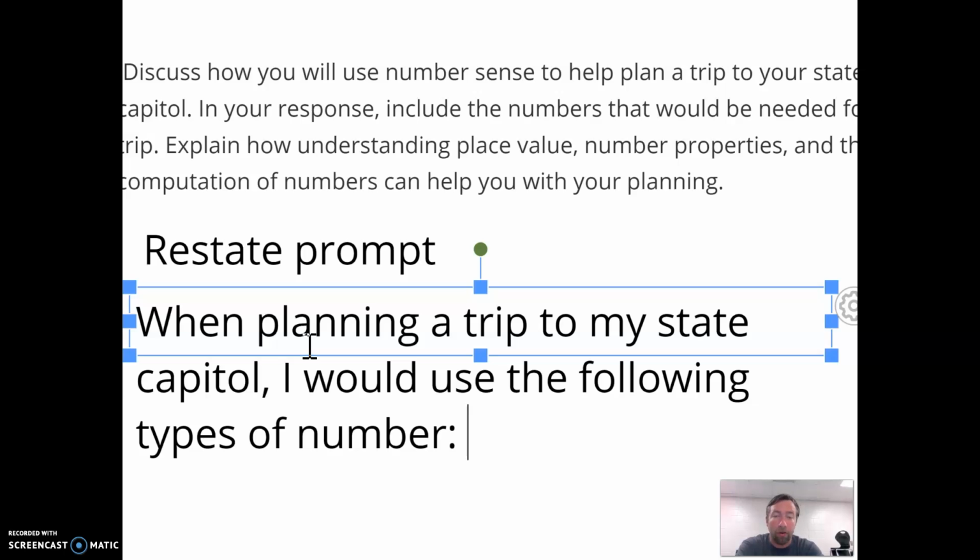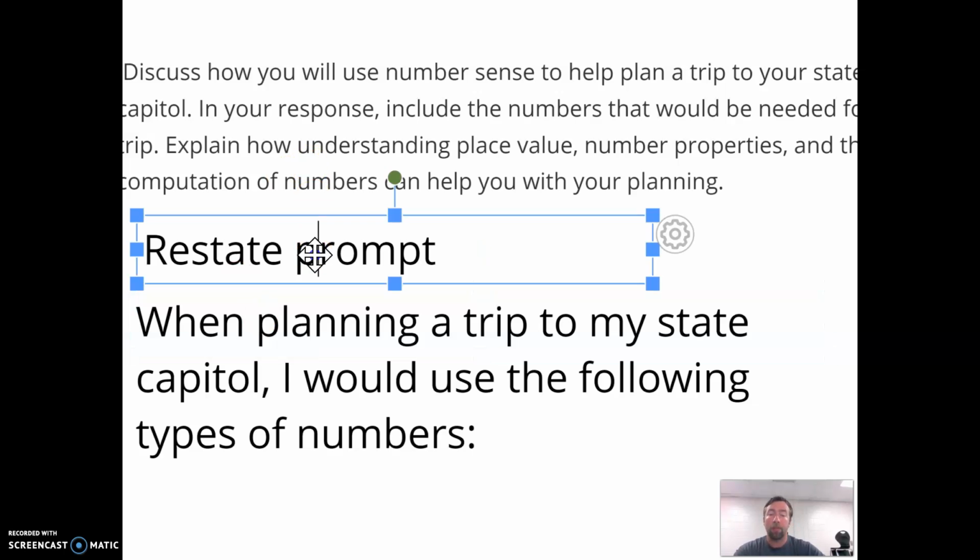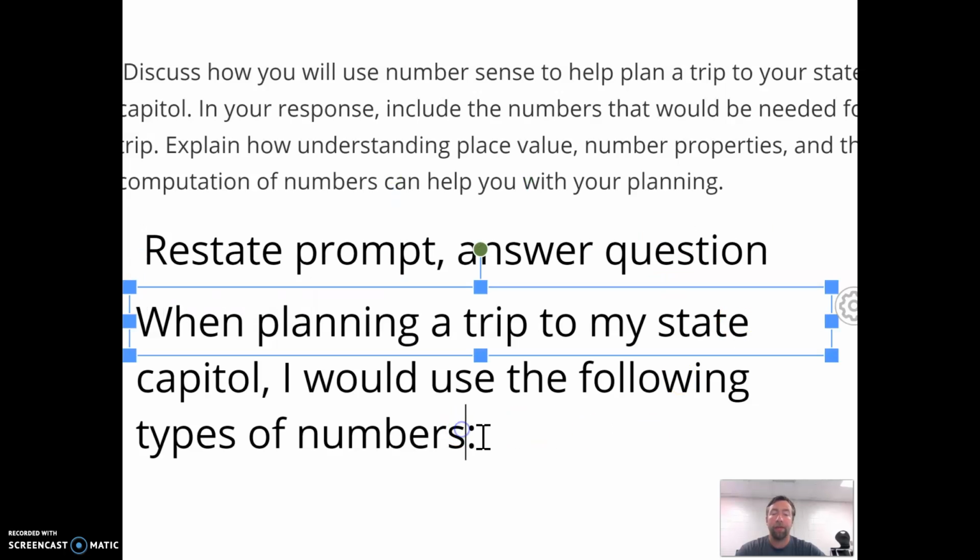You won't do this in all your math discussions. This is just for this one because that's the easiest way for me to think of it. But there's other ways to do it. Probably that's just the way I could think of it and wrap my head around it right now. So I'll use the following types of numbers. And so now, after we've restated the prompt, we're going to answer the question. We restate, then we answer.